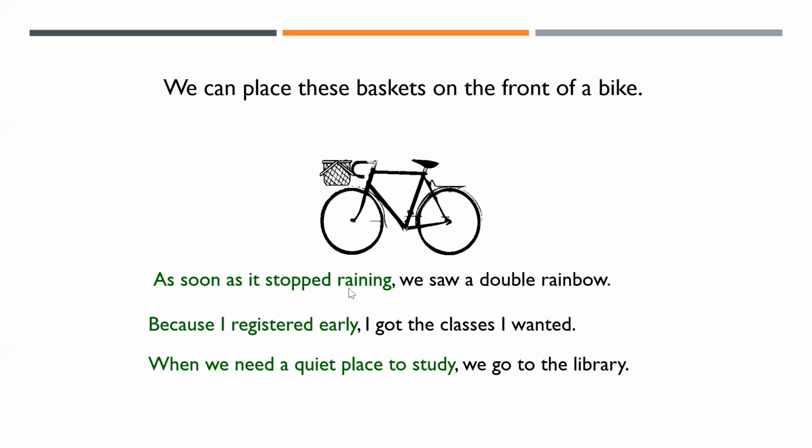"As soon as it stopped raining, we saw a double rainbow." Okay. This is keterangan or additional information. So you have the subject "it," and then predicate "stopped," and then we have the independent clause. So we have the subject "we," and then the predicate "saw," and then "a double rainbow" as the object. The next one is we have the conjunction "because," and then the subject "I," predicate "registered," and then "early" is the additional information or keterangan.